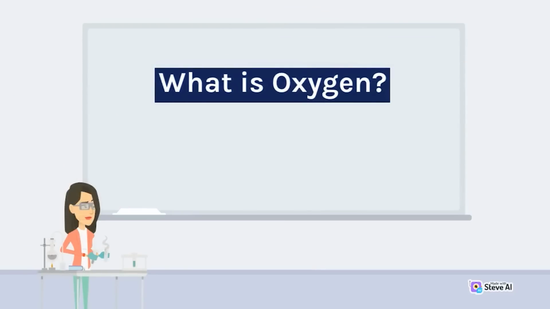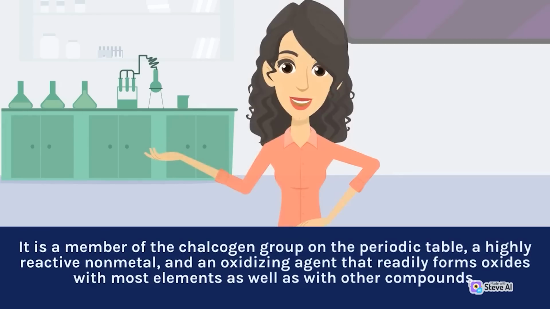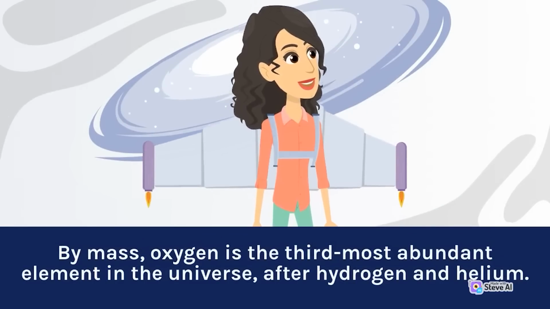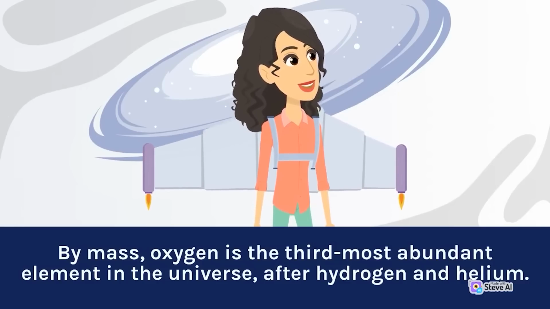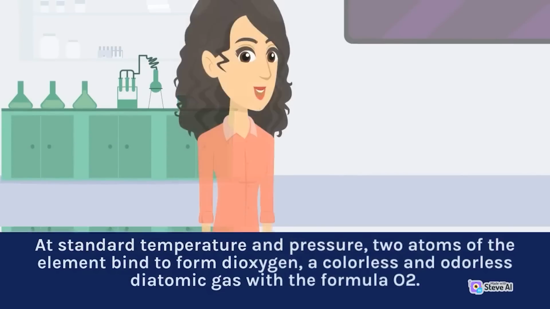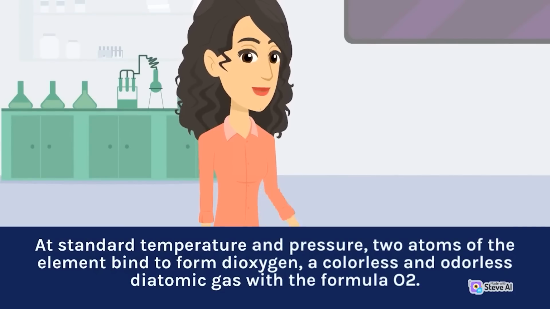What is oxygen? Oxygen is a chemical element with the symbol O and atomic number 8. It is a member of the chalcogen group on the periodic table, a highly reactive nonmetal, and an oxidizing agent that readily forms oxides with most elements as well as with other compounds. By mass, oxygen is the third most abundant element in the universe, after hydrogen and helium. At standard temperature and pressure, two atoms of the element bind to form dioxygen, a colorless and odorless diatomic gas with the formula O2.